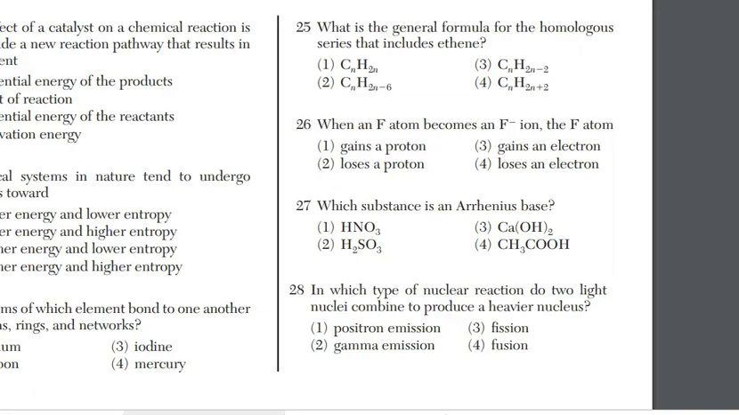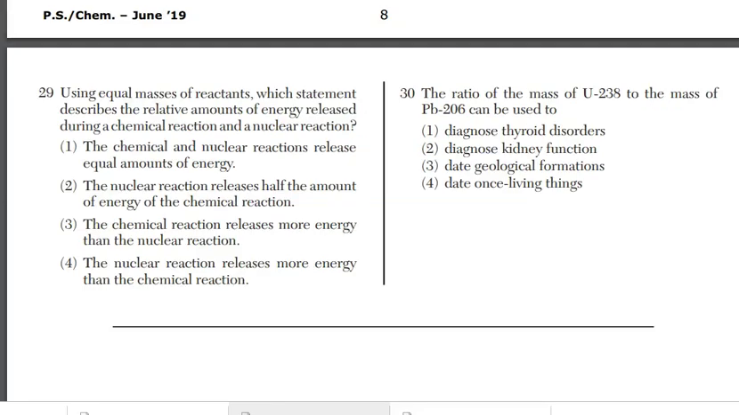3 more questions left. Let's do this. All right, for 28, in which type of nuclear reaction do 2 light nuclei combine to produce a heavier nucleus? That is the description of a fusion reaction. Fusion here is choice 4. Fission is the splitting apart. Positron emission and gamma emission have to do with natural radioactivity, and also alpha emission. Make sure you know all of the types of nuclear reactions, all right, and in this case, 28, it was choice 4. All right, we're at the end of part A.